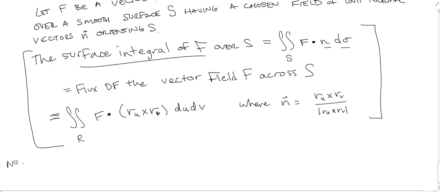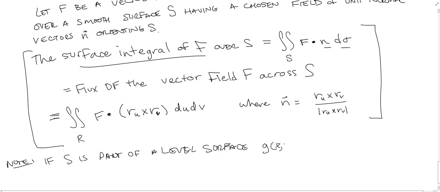And just a quick note, if S is part of a level surface, so that G of x, y, z equals some number C, then what we can choose for N, our unit normal vector, is either the positive or negative of the gradient vector divided by its magnitude. And just choose N based on your preferred choice and which way it points, either positive or negative.